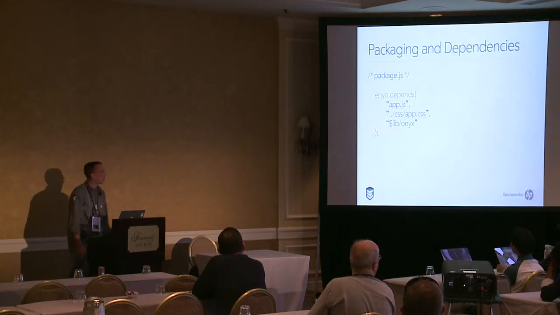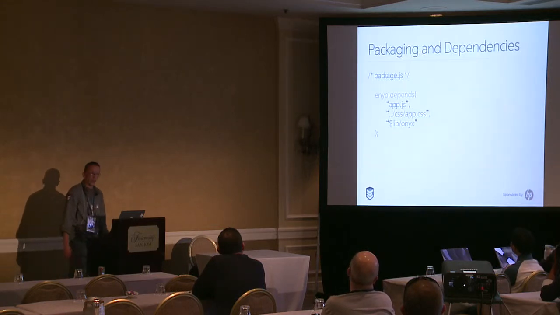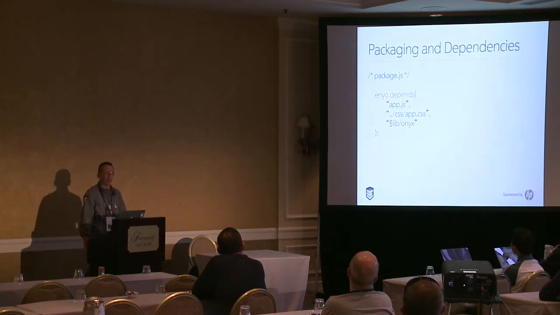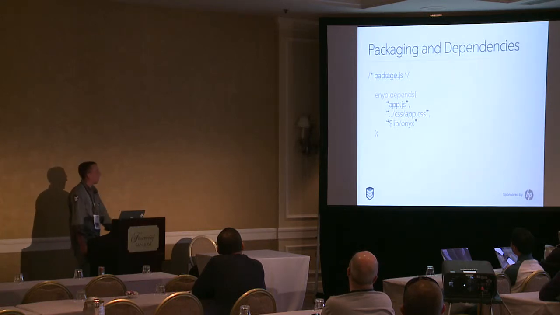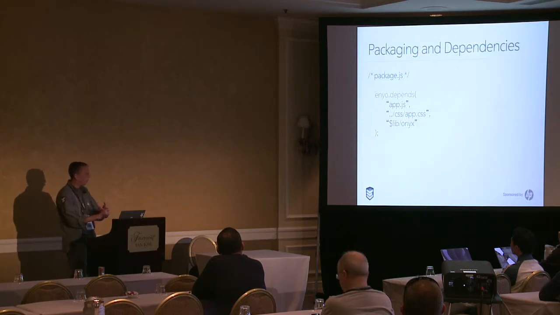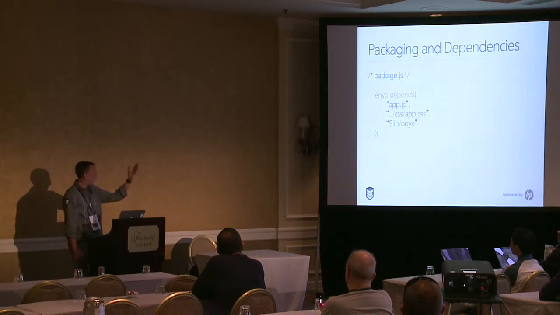All right, so a little bit more about what these things are. So packaging and dependencies, very simple. We have a method called depends, Enyo.depends, and you just pass it a string of strings that represent the files that you want to load. And in this example, I'm loading up my main app.js. I'll have all my main app logic and components that I want to render, a CSS file.